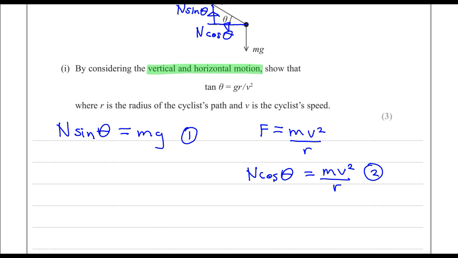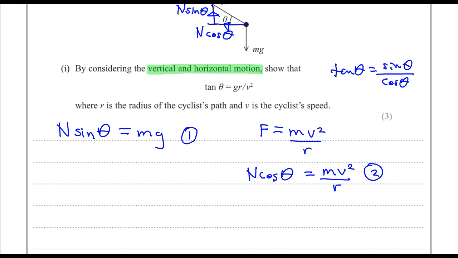We can then have a look at what we need to reach. We need tan theta to be equal to gr over v squared. Since we have sine theta and cos theta, thinking about how we can combine them to reach tan, we can see that we should remember that tan theta is sine theta over cos theta.